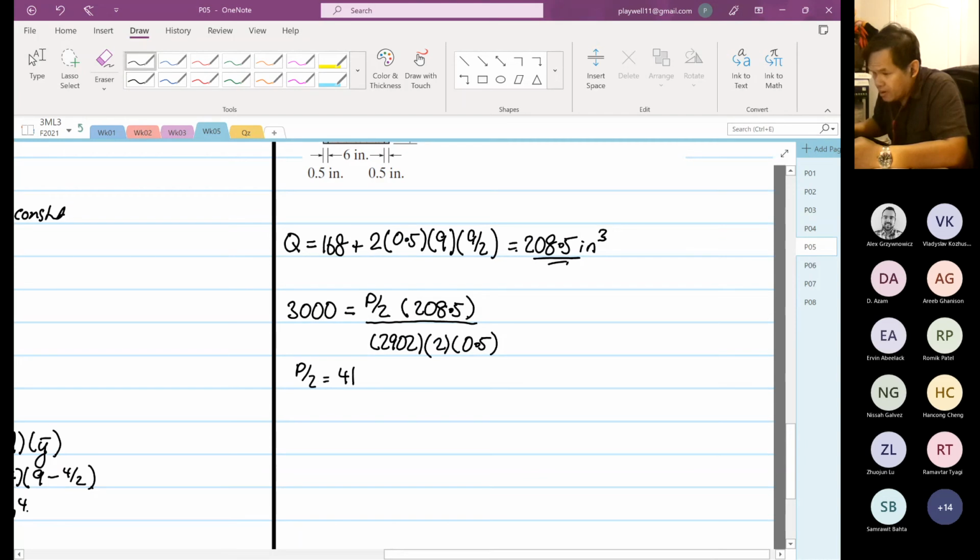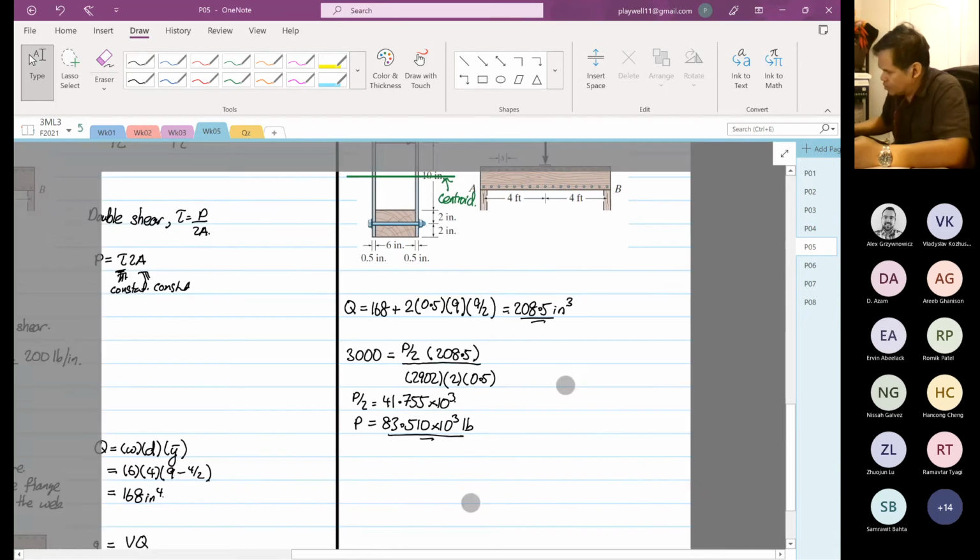is 41.755 times 10 to the power 3. So P is equal to 83.510 times 10 to the power 3 pounds.